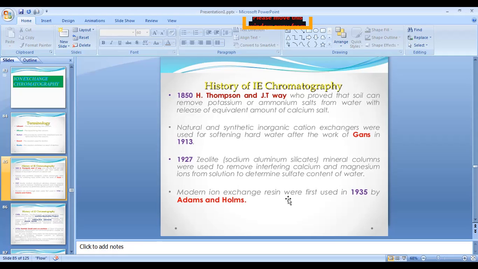Synthetic ion exchange resins were first used in 1935 by Adams and Holmes. Up to now we termed that one columns, and here zeolite is a mineral, an inorganic substance. From now onwards, in modern ion exchange, we are using resins. Resins are nothing but the product of a polymerization reaction.